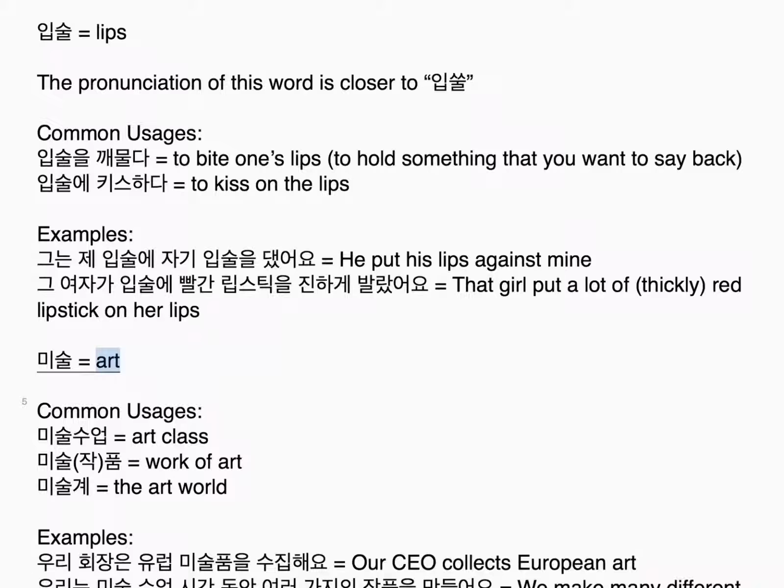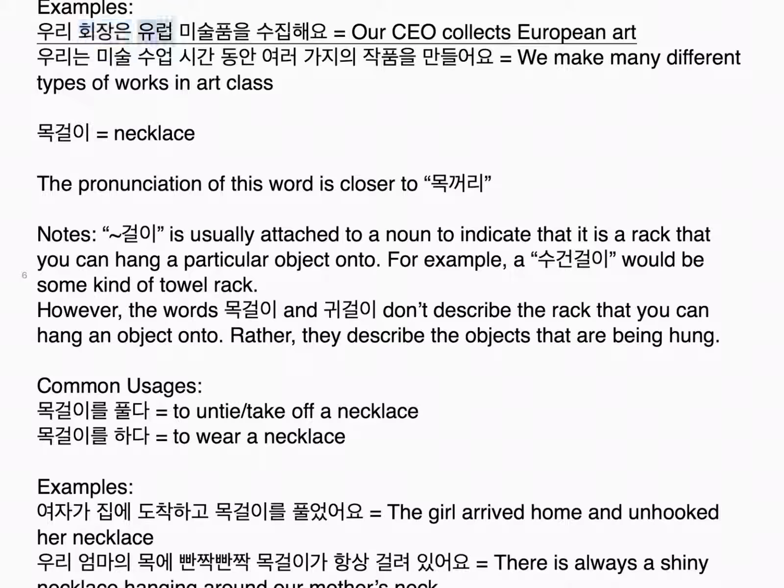미술 equals art. Common usages. 미술 수업 equals art class. 미술 작품 equals work of art. 미술계 equals the art world. Examples. 우리 회장은 유럽 미술품을 수집해요 equals our CEO collects European art. 우리는 미술 수업 시간 동안 여러 가지의 작품을 만들어요 equals we make many different types of works in art class.